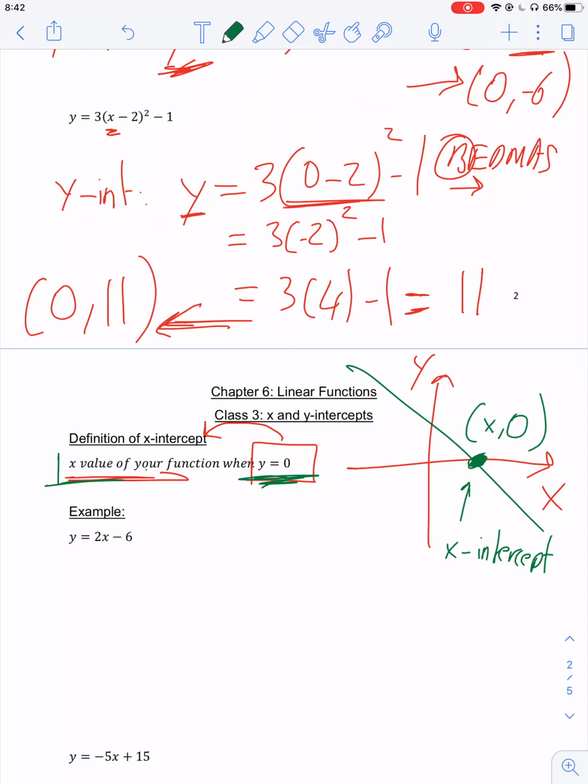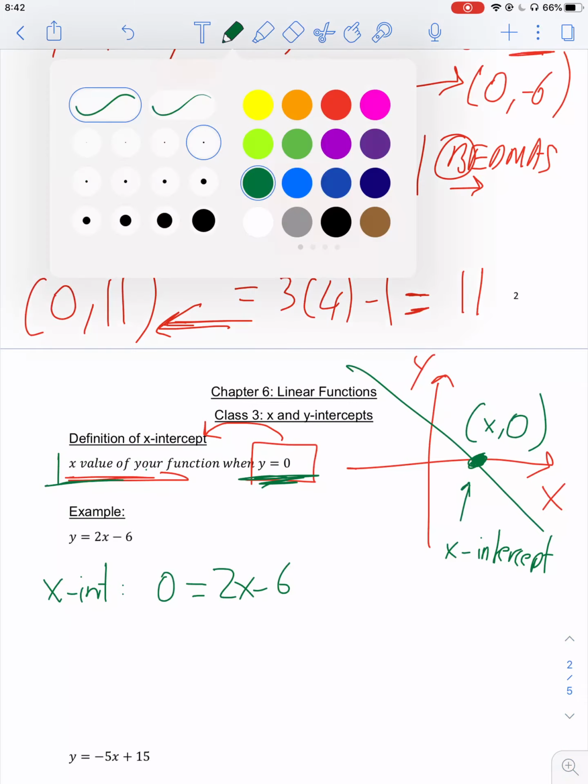You calculate the x-intercept by replacing your y value by 0. So I'm going to replace this y by 0. So 0 is equal to 2x minus 6. And then solve for x. So here you're solving.